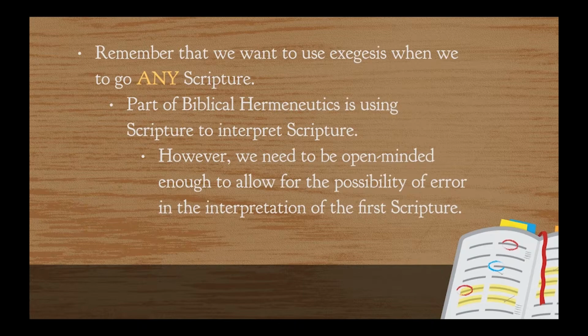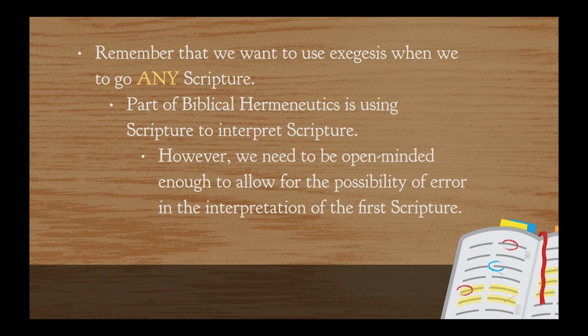If I interpret scripture A and I think I've done it correctly, I come up with a certain meaning. If I go and read Scripture B, and Scripture B seems to contradict my interpretation of Scripture A, I don't want to twist the meaning of Scripture B to make it fit my interpretation of Scripture A. If I find out that two scriptures are contradicting each other in their interpretation, the answer is that I've probably interpreted one or both of them incorrectly.